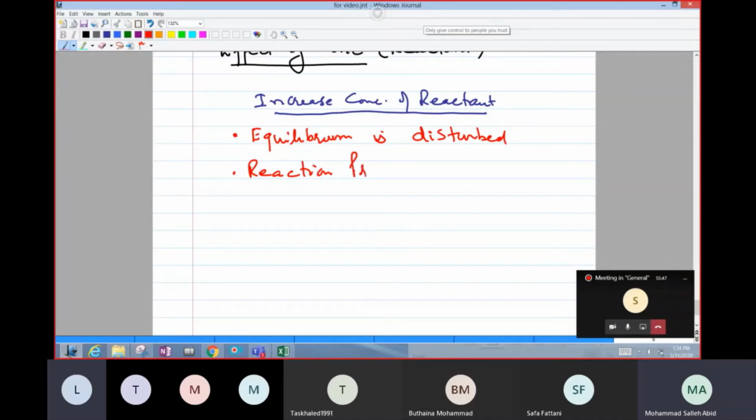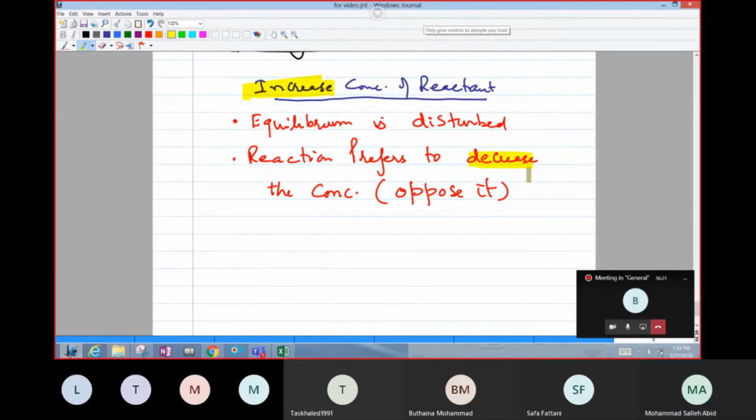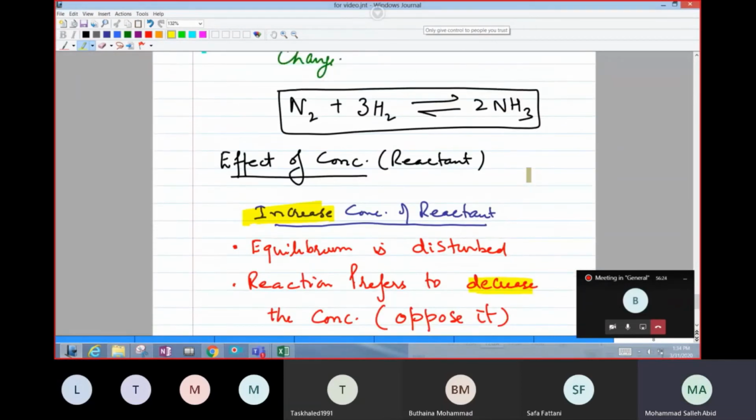So the reaction prefers to decrease the concentration. That means it is trying to oppose the change. Opposing means that what you have done is increase, and what the reaction is doing is decrease. Clear? Now in this reaction, how can the reaction decrease the amount of the reactants?